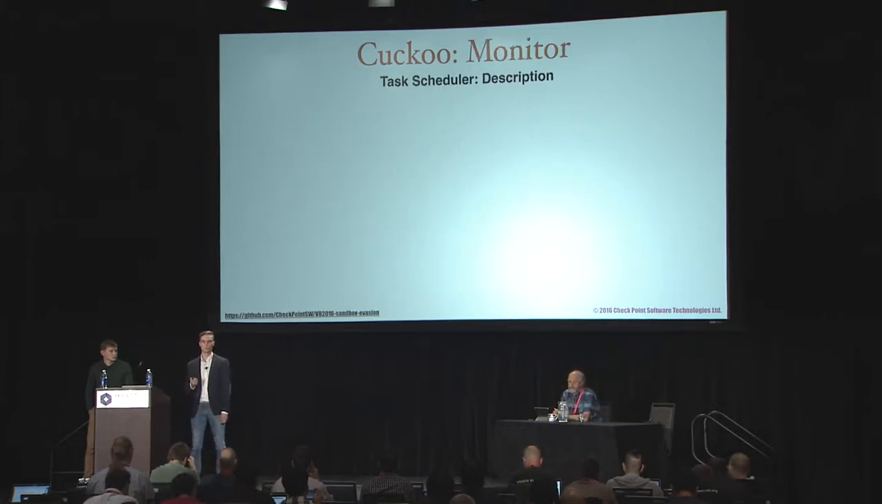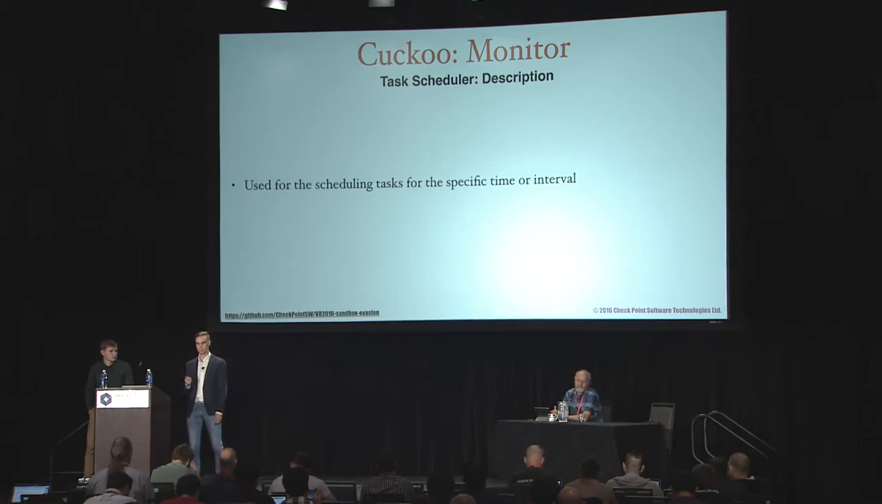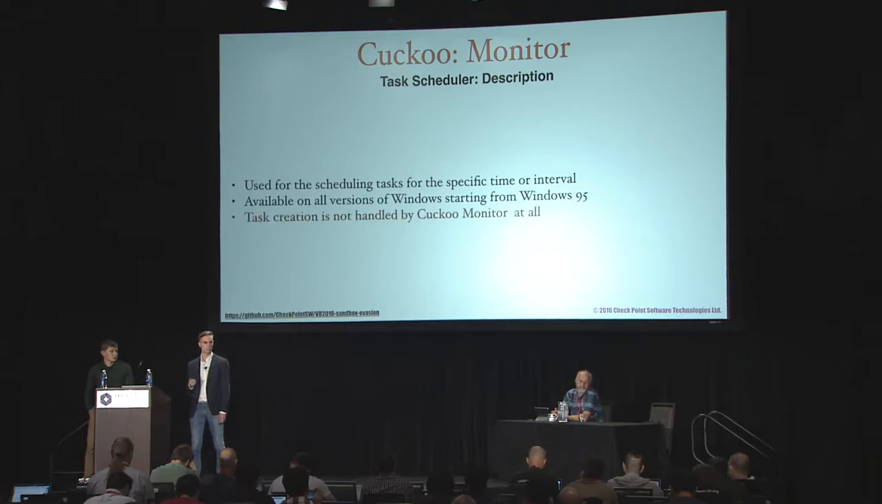The next evasion technique we want to describe is related to a Windows feature. The name of that feature is Task Scheduler. It's used for scheduling tasks for a specific time or interval. It's available on all versions of Windows starting from Windows 95, and the main feature we will use is that task creation is not handled at all by Cuckoo Monitor.